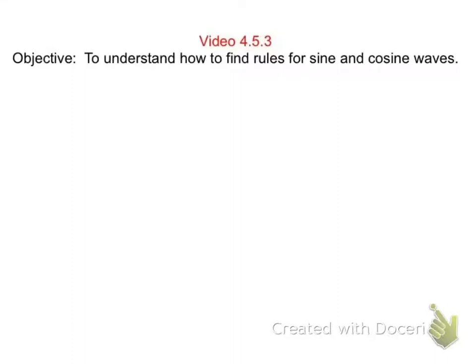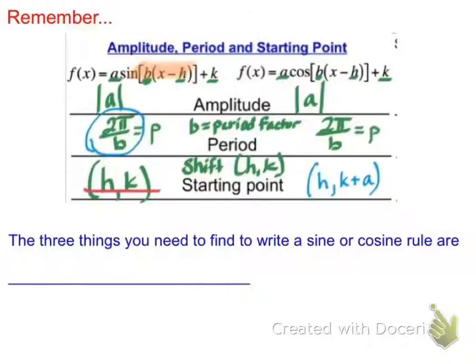This is video 4.5.3, and the goal is to understand how to find rules for sine and cosine waves. This video is actually going to mimic what video 4.5.1 does, because what you did in 4.5.1 is going to help you find the rules for sine and cosine waves. So here's what you want to remember from 4.5.1.